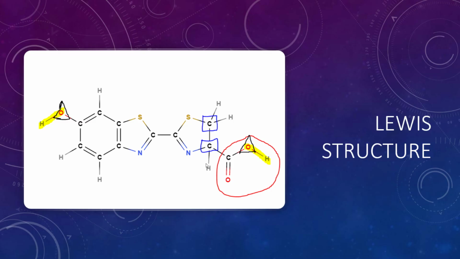Looking at the Lewis structure, there are 2 carbon atoms that share this relationship. This carbon atom contains a bond with sulfur, hydrogen, hydrogen, and carbon. Together, they are tetrahedral. This carbon atom contains a carbon bond, another carbon bond, a hydrogen bond, and a nitrogen bond. Together, they are tetrahedral. Since both carbon atoms are tetrahedral, they form bond angles of 109.5 degrees.